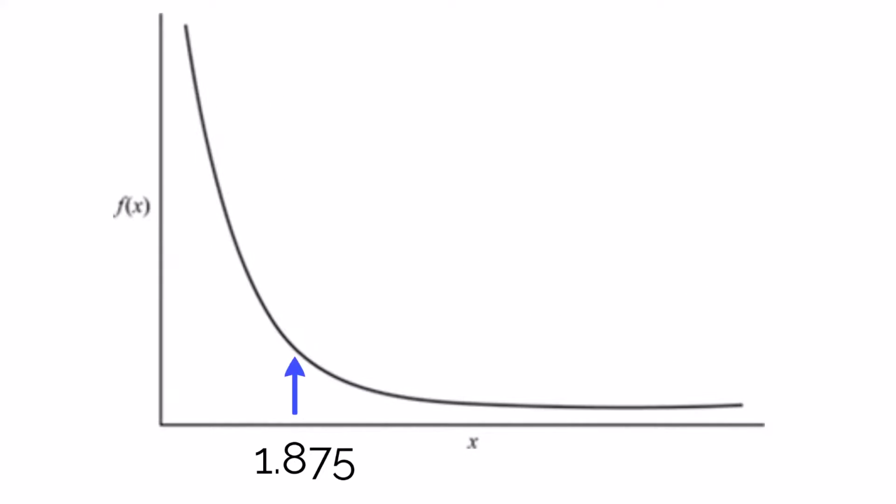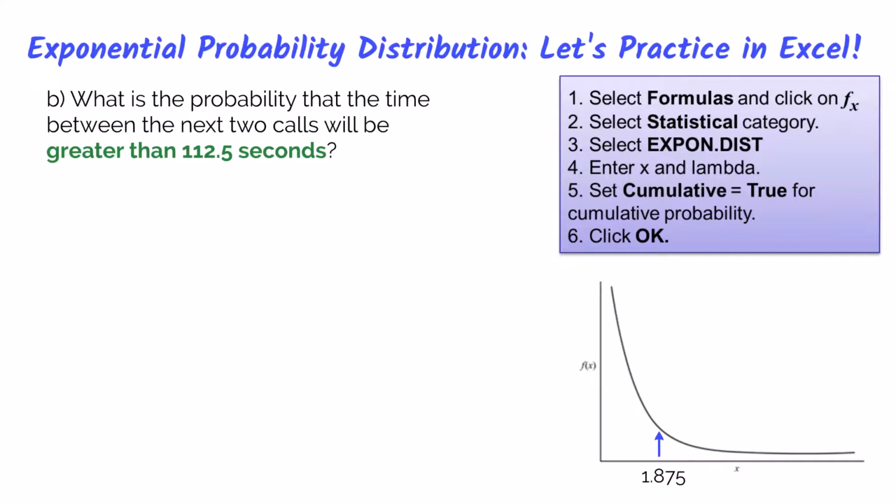So down here at the bottom, we have our exponential distribution, and it's notated that 1.875 on the line with a blue arrow. So if you recall from the prior slide, 112.5 seconds converted to minutes is 1.875 minutes, which is our event of interest. So we can write our probability statement as P of X is greater than or equal to 1.875.